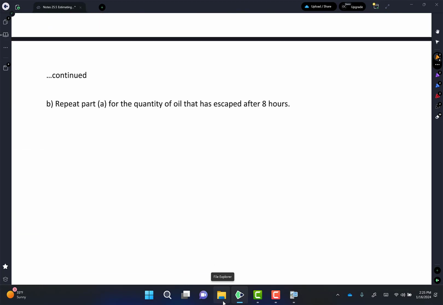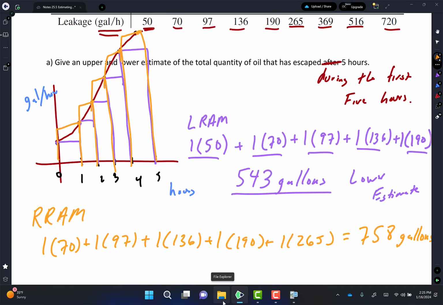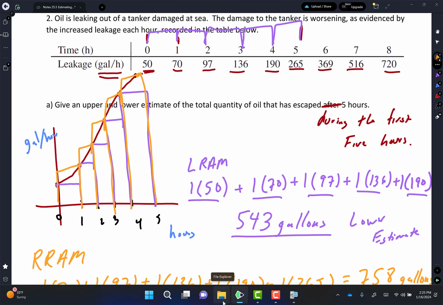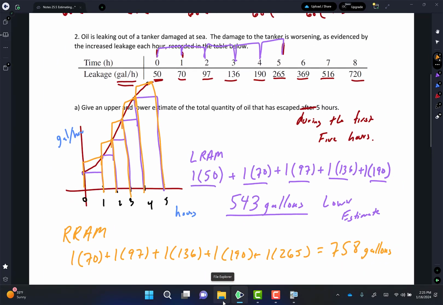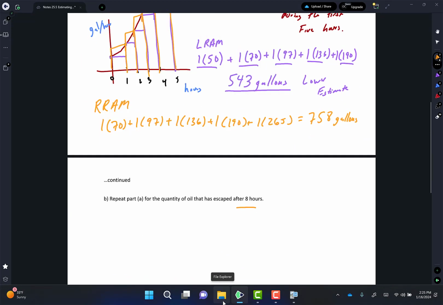Now they want all of them after 8 hours. Relax. If you want to do a hack, you can just do 543 and then just continue from there. I'm going to show all the work, guys, because I think we're rookies right now. But if you know what's up, you can just go ahead. Okay, so here it is. I'm going to say lower approximation, and I'm going to repeat everything on the top.